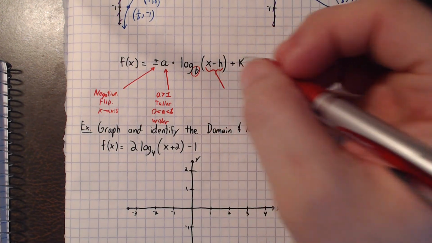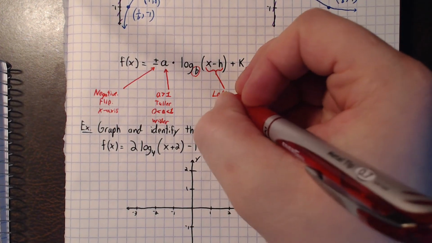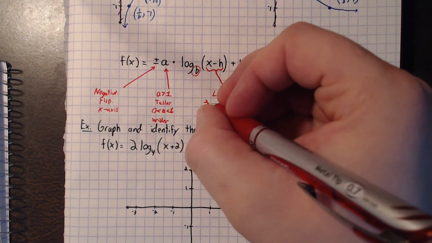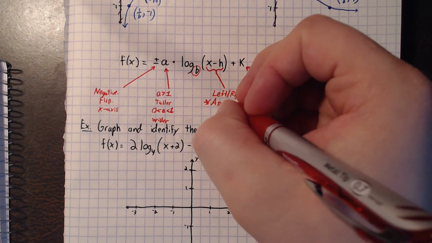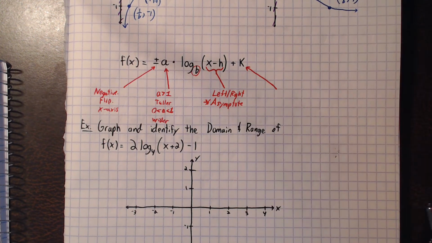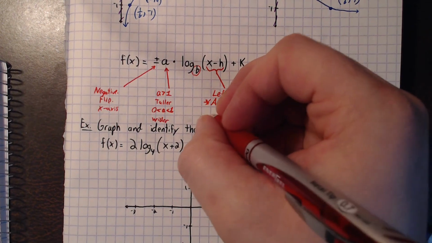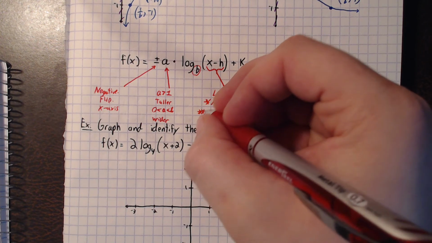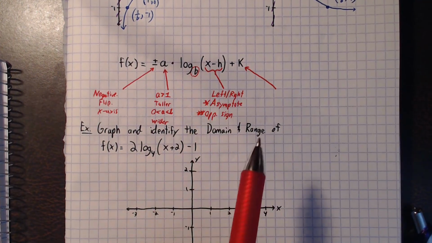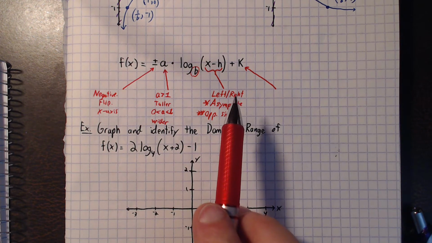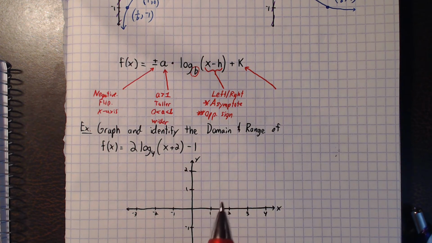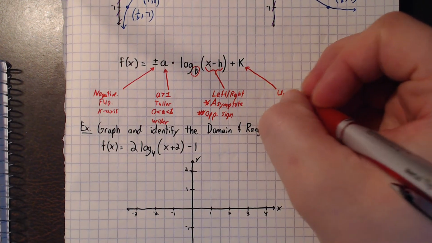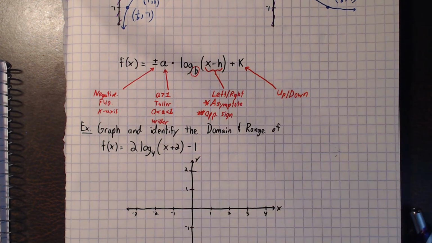This left or right shift here is where we're going to find our asymptote. However, let's not forget, we want to move the opposite direction of the sign. Okay, so this is a very important piece here for log functions, right? It's a left-right shift, opposite of the sign. It's also the location of the asymptote. And last, we have k, which is your up and down shift. And we're going to follow the sign on k.